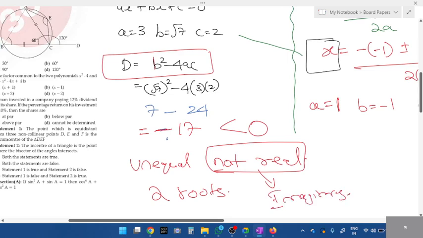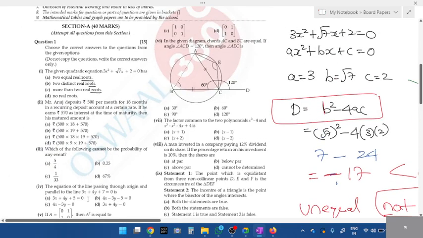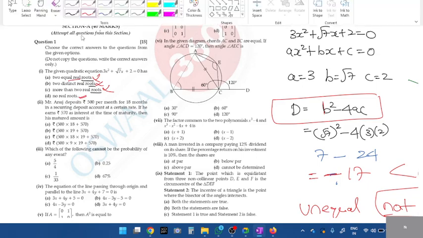Imaginary. In the textbook, it is given as imaginary, but in the board exam, they give real and unreal. Okay, what's the answer, students? Are two roots equal? No, they're not equal and real. Are they real roots? Real or unreal? They're unreal. More than two real roots? No. What about the fourth one? No real roots. The answer is no.